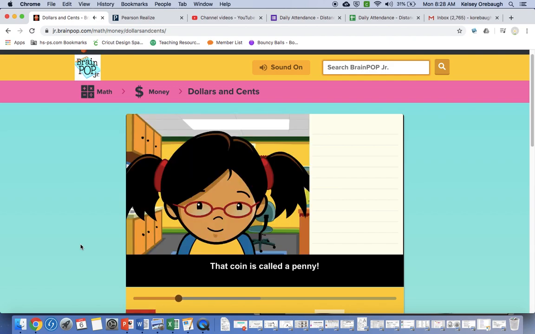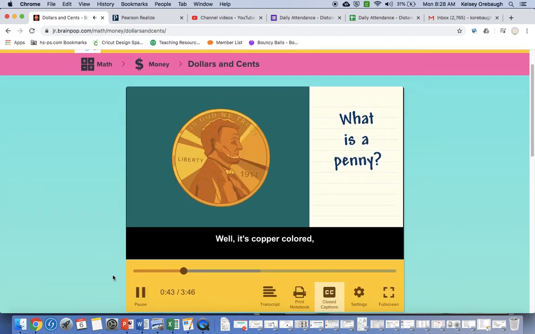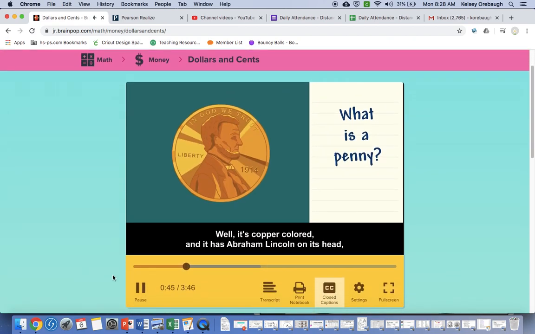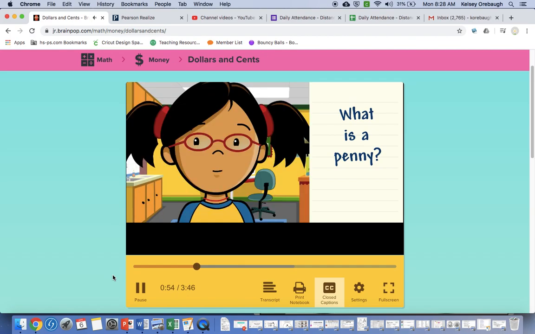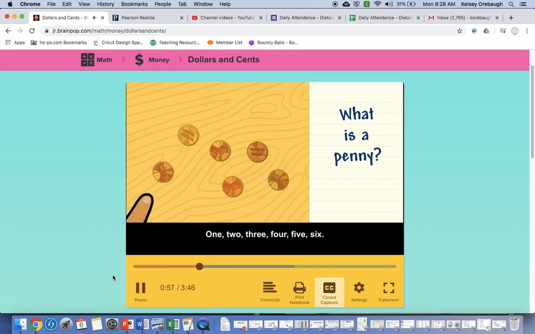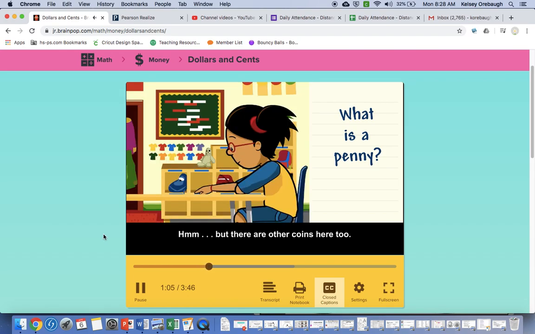That coin is called a penny. What is a penny? Well, it's copper-colored, and it has Abraham Lincoln on its head, and the Lincoln Memorial on its tail. A penny is worth 1 cent. We can add the pennies up. 1, 2, 3, 4, 5, 6. If each penny is worth 1 cent, 6 pennies is worth 6 cents. We have 6 cents. But there are other coins here too.